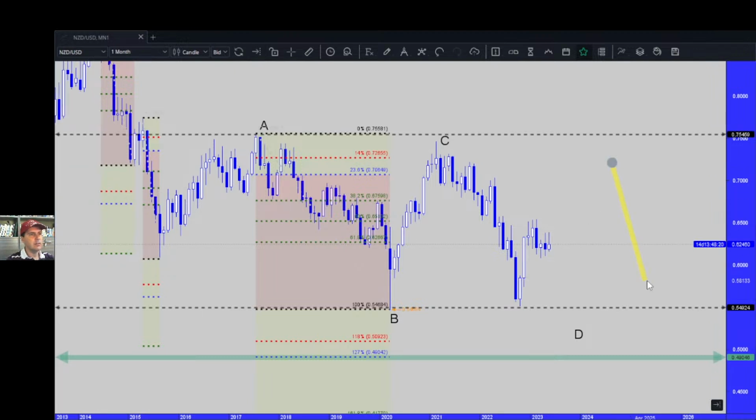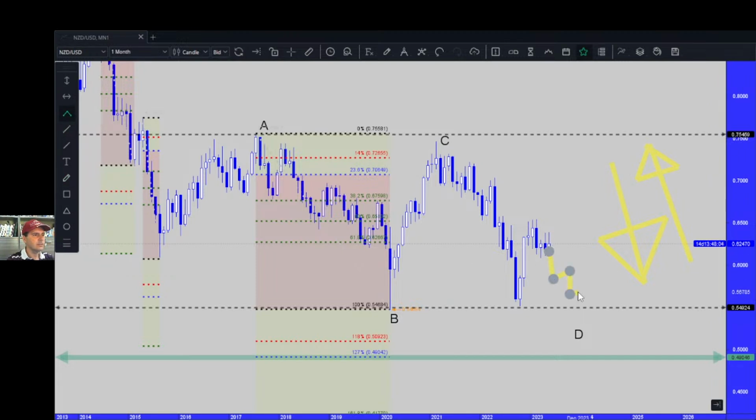Should you be looking to short the market? Not the contrarian, just the original one so far. Or should you be looking to buy this market? Do you believe that long term this market is going to push down to the D extension? Or do you believe that this market is going to push up to a new retracement?